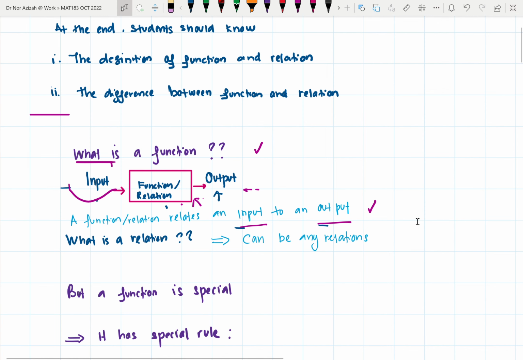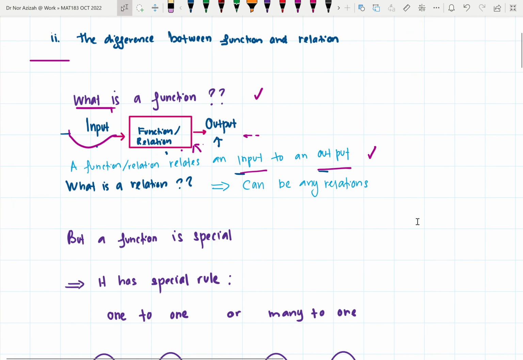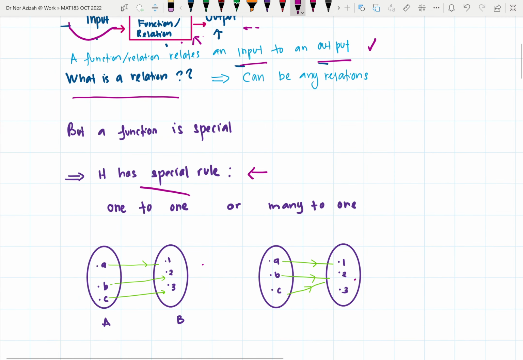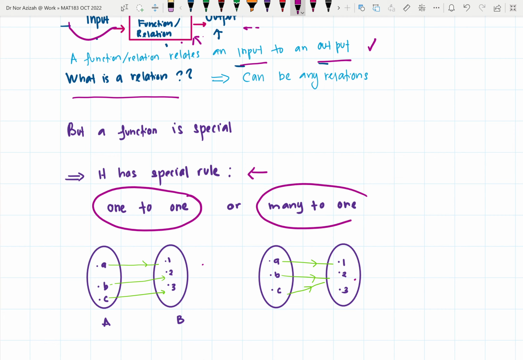Okay, but before that, you should also know about the relation. What is the relation? Relation can be any relation. Dia tidak terhad kepada sesuatu peraturan. But a function is special because it has a special rule. What are the special rules? First, it must be a one-to-one relation or a many-to-one relation.